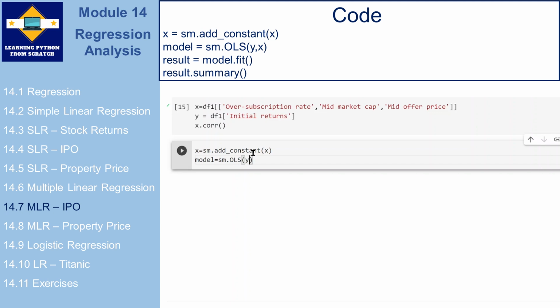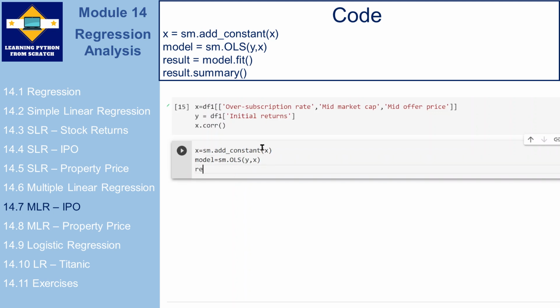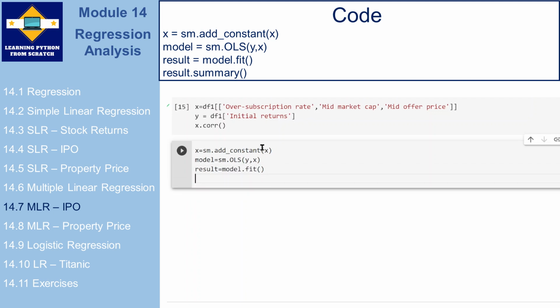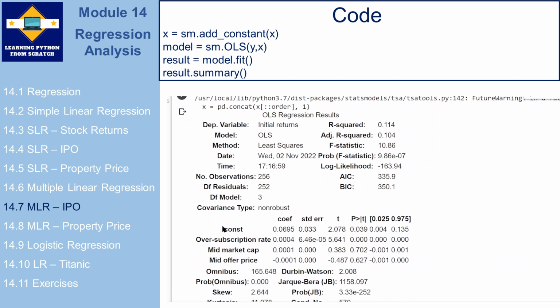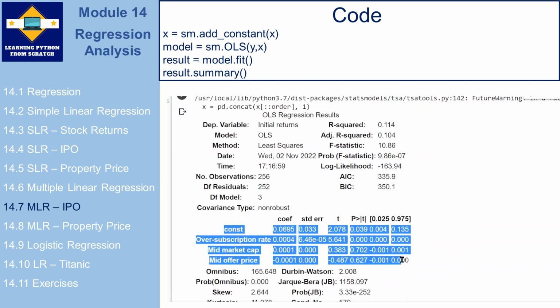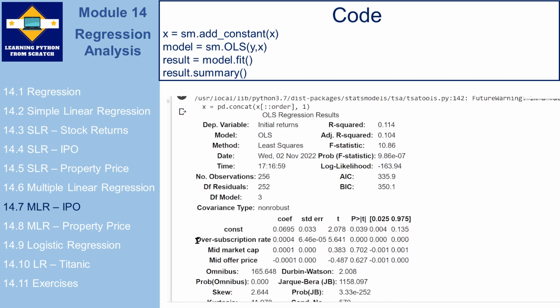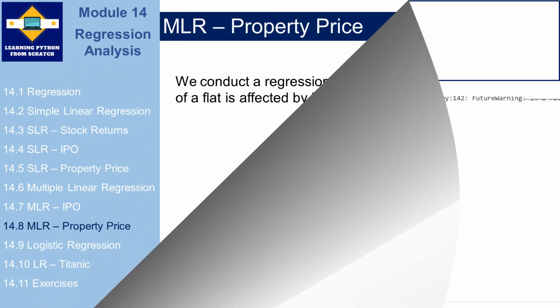sm.OLS(y, x). And we are going to use the model.fit method to find the best estimate of those coefficients. And lastly, we're going to use results.summary to show the result. And you should be able to see that oversubscription rate seems to be the most significant independent variable, but the others may not be that important.